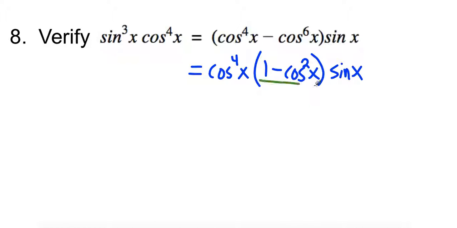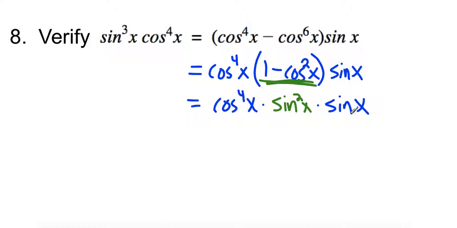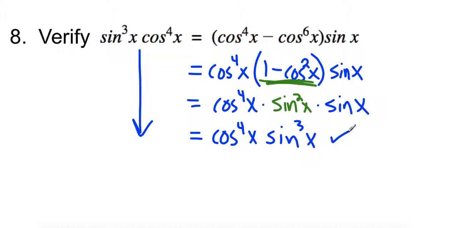Oh, and I think we're there. This should make you think of your Pythagorean identity, that sine squared plus cosine squared equals 1. And so if you subtract the cosine squared over, you can replace this with sine squared. So we have cosine to the 4th x times sine squared times sine. And sine squared times sine is going to be sine cubed x, which is the same thing we have over here. So we're done.